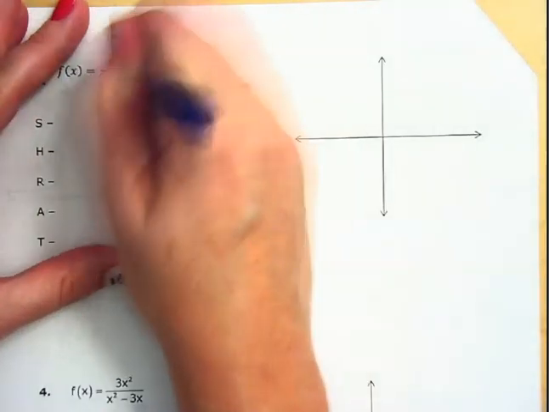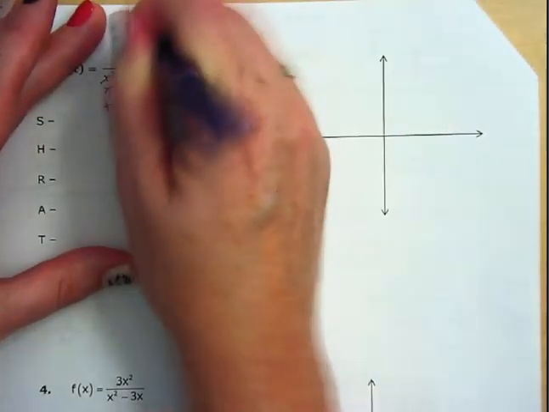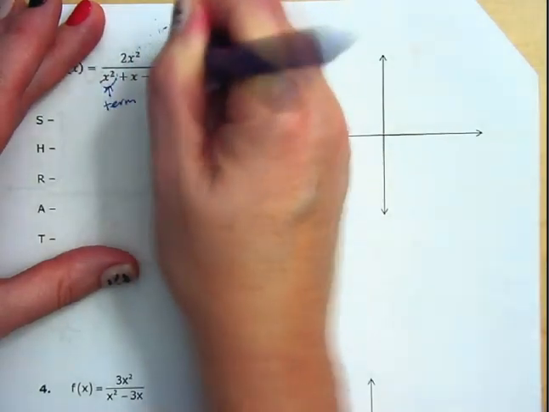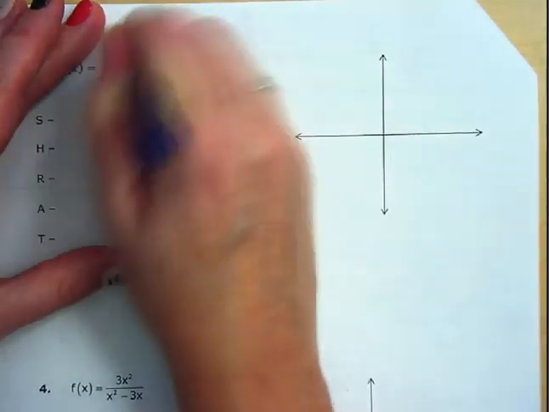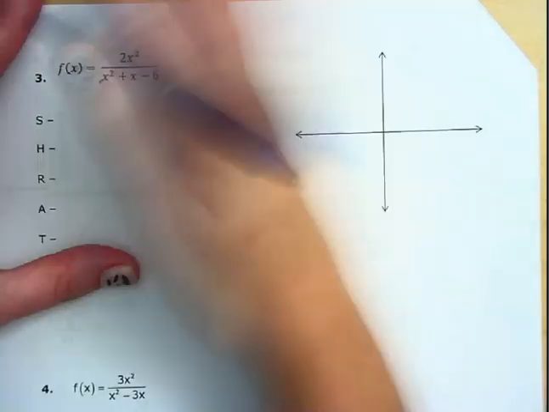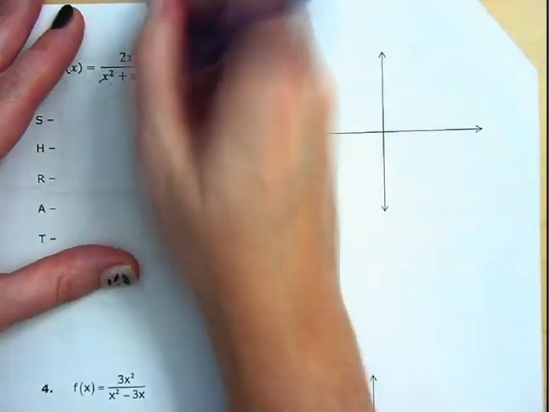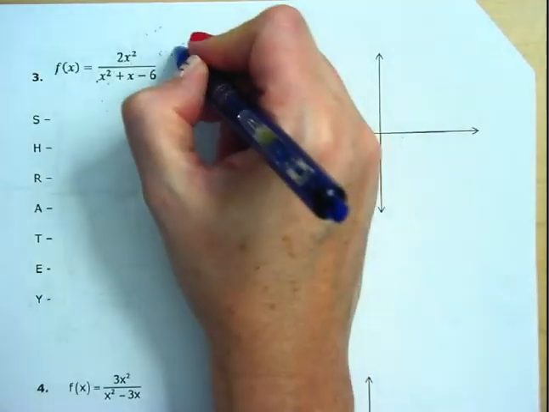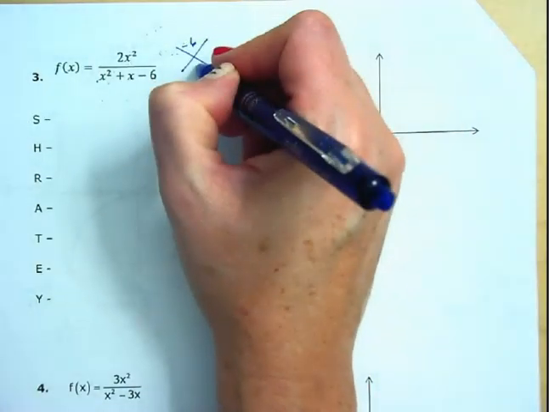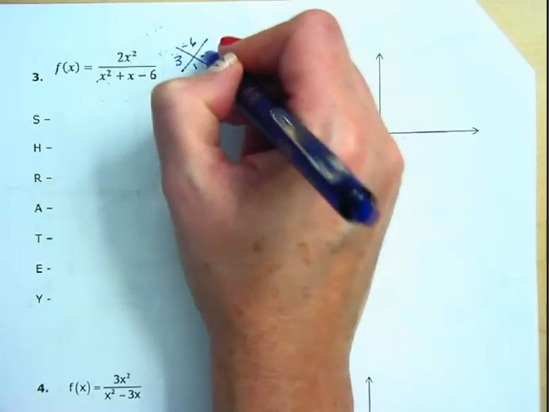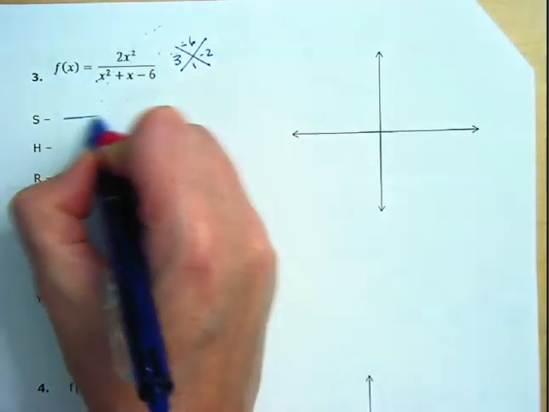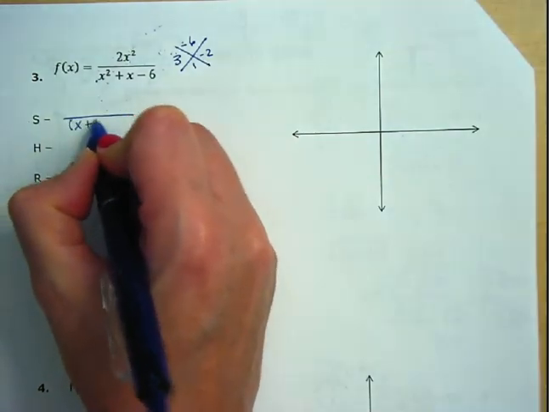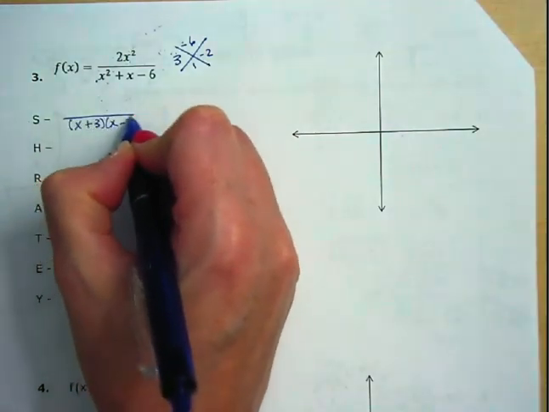So we do need to factor the denominator to get started here. So what multiplies to -6 and adds to 1? That is 3 and -2. So my denominator is x plus 3 times x minus 2.